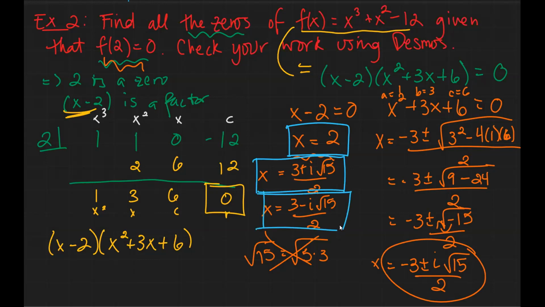Did we pass the fundamental theorem of algebra? Yes, because the degree is 3, we should have 3 zeros. 2 is a real number. These two are both complex, but that's okay, they're still zeros. Okay, let's switch over to Desmos to see what that looks like, because according to this, we only have 1 real zero, 1 x-intercept. Let's see what that looks like.